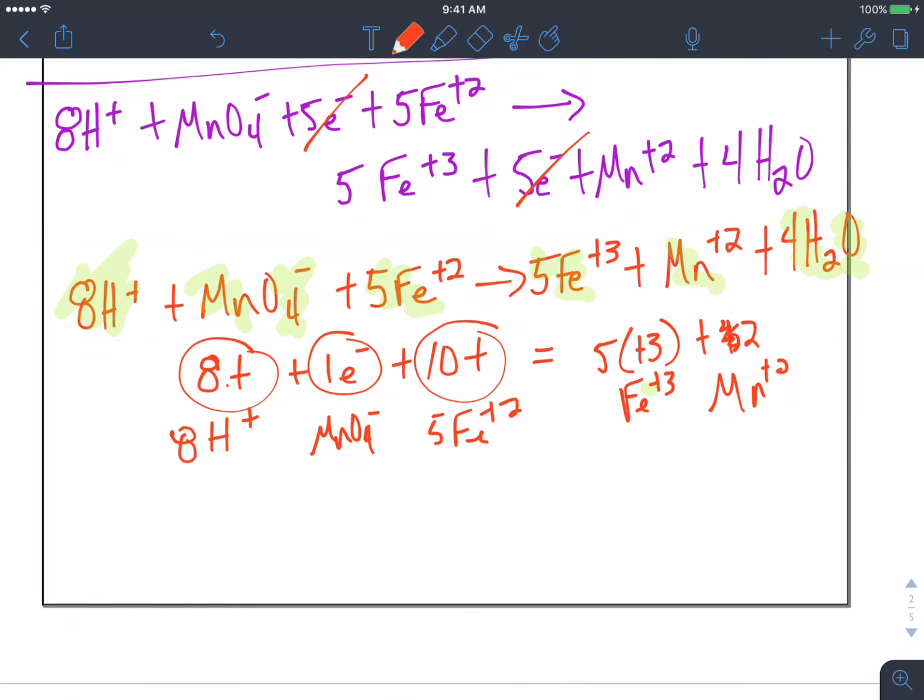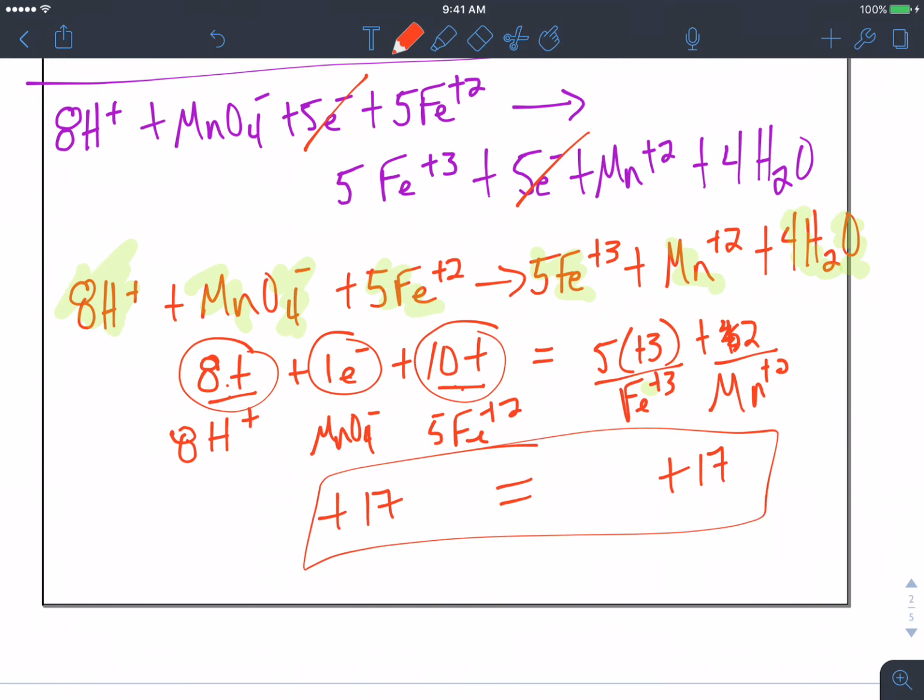So let's add them up. 8 positive plus 10 positives is 18 positives. Minus 1 gives us 17 positives. 15 positives plus 2 positives give us 17 positives. They equal each other, so that equation is balanced. Notice they don't have to equal 0, they just have to equal each other.